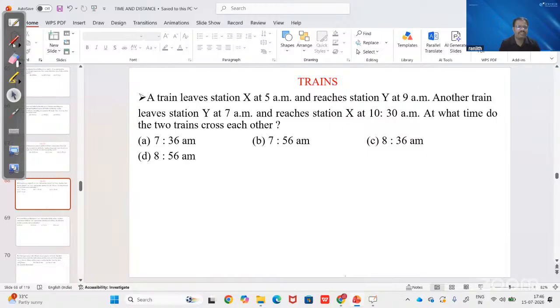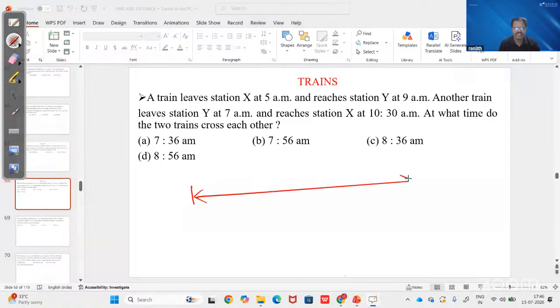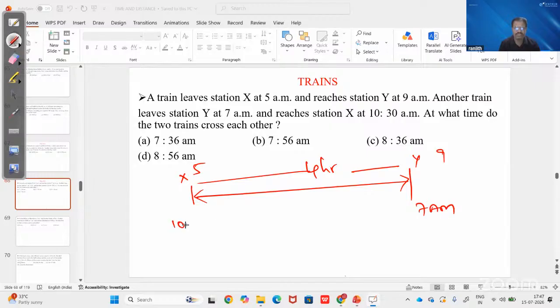A train leaves station X at 5 a.m. and reaches Y at 9 a.m. X to Y, 5 to 9, so total will be equal to 4 hours. And another train leaves Y at 7 a.m. and reaches X at 10:30 p.m.